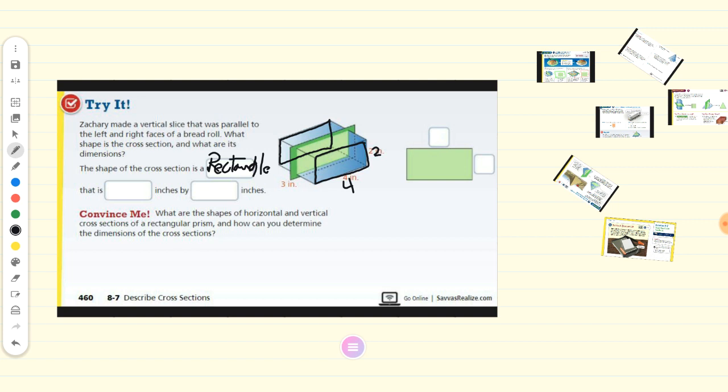Okay, that's what by what? 4 by 2. So I can consider it 4 inch and 2 inch. Okay?